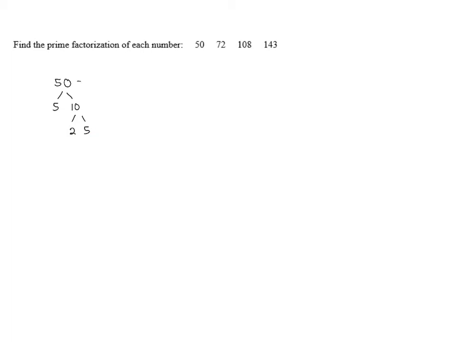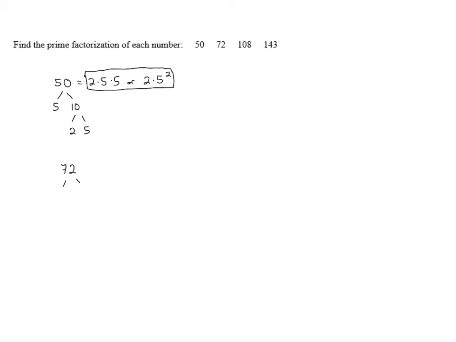So we can write out the prime factorization. Here it's 2 times 5 times 5. Or we can write this as 2 times 5 squared. All we have to do is use a factor tree to break it down and then write out the factorization in the end. Let's look at 72.